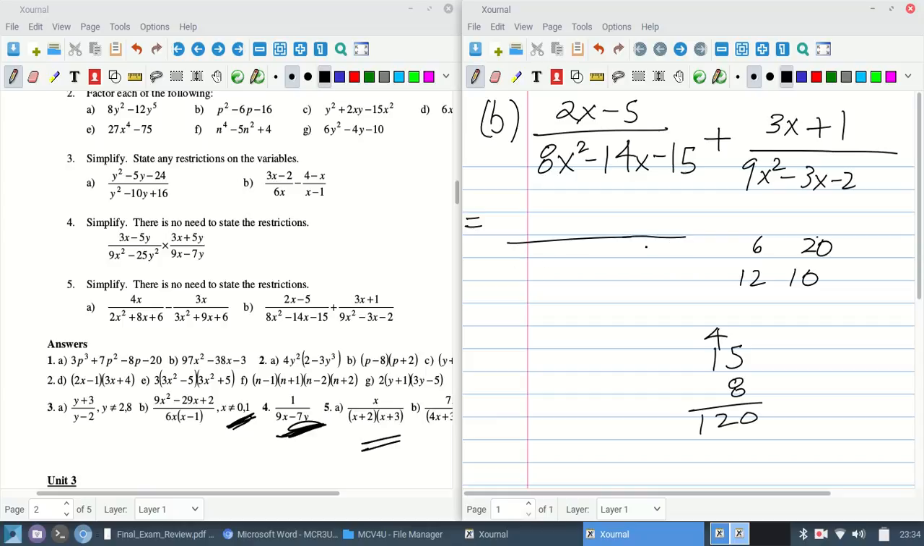So let's see, 8x squared. I need to figure out how the minus works, right? So it's going to be minus 20x plus 6x. That will give me negative 14x minus 15. Okay, so we got that problem solved.